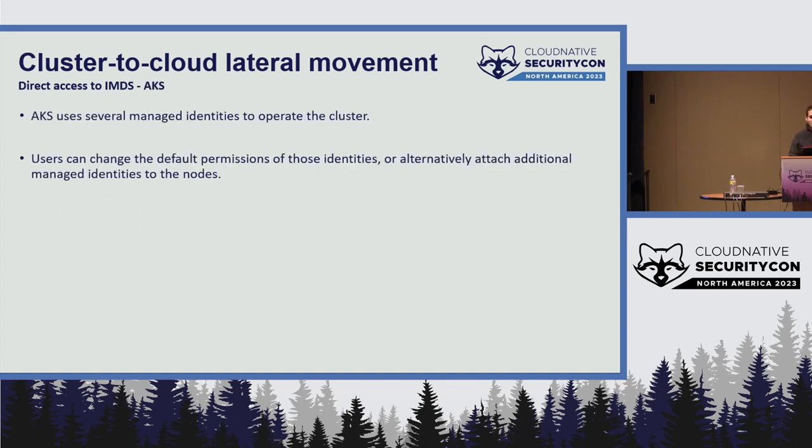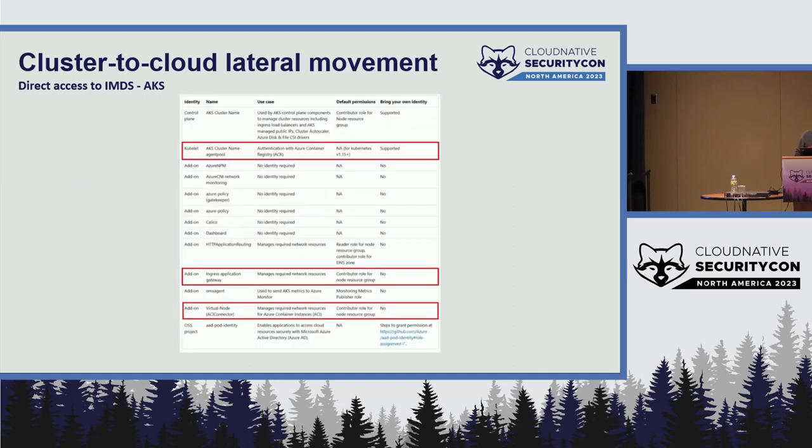We will start with Azure. AKS clusters use managed identities for their operation. Perhaps worth calling out that a managed identity is, behind the scenes, a special type of service principal. And the difference between managed identities and SPNs is that managed identities eliminate the need for developers to manage their credentials. So this is the list of default managed identities by AKS.